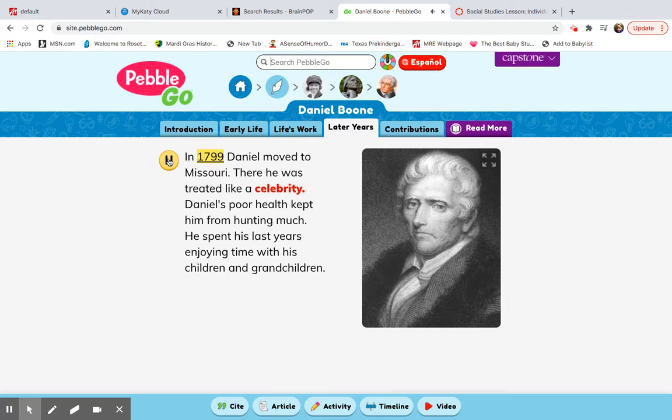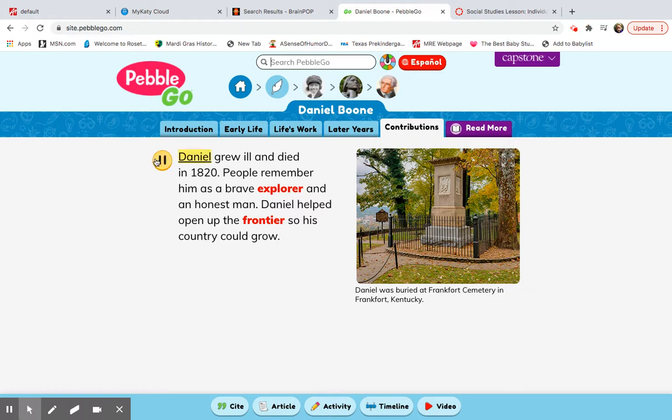In 1799, Daniel moved to Missouri. There, he was treated like a celebrity. Daniel's poor health kept him from hunting much. He spent his last years enjoying time with his children and grandchildren. Daniel grew ill and died in 1820. People remember him as a brave explorer and an honest man. Daniel helped open up the frontier so his country could grow.